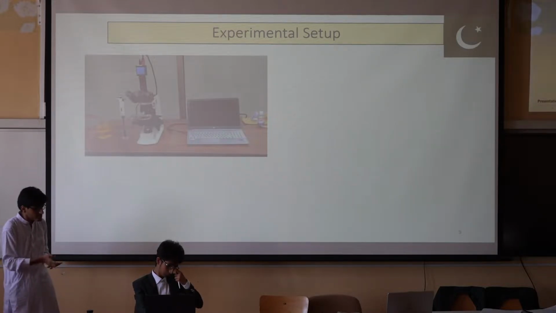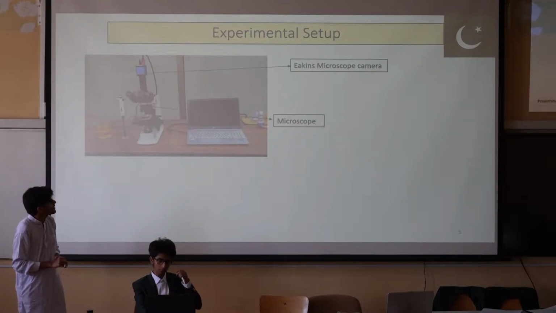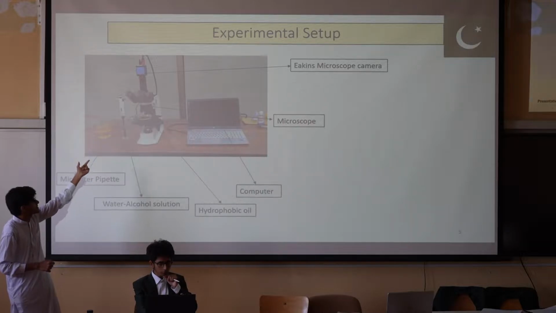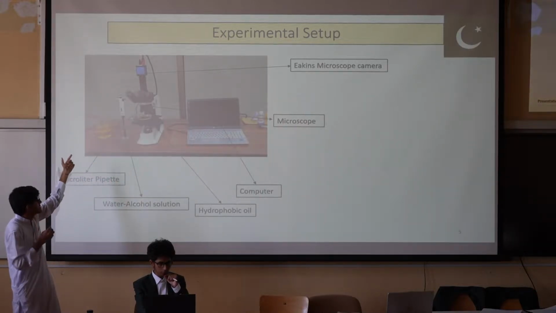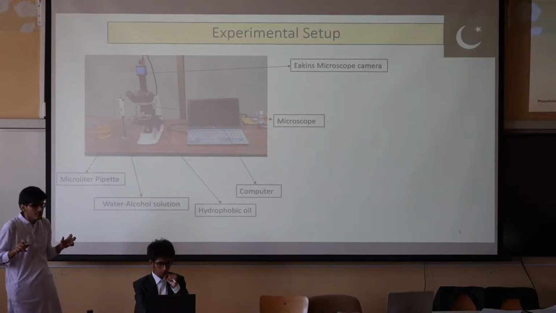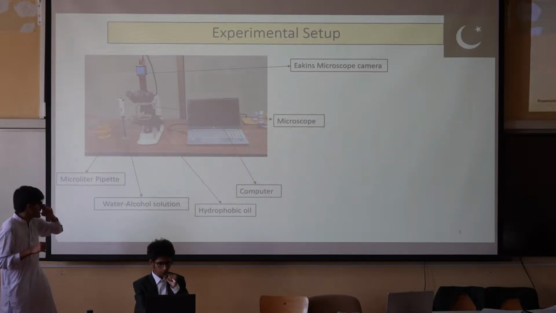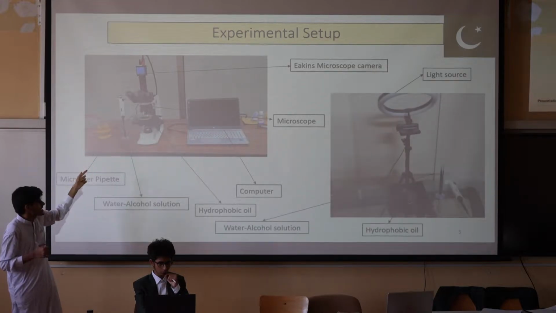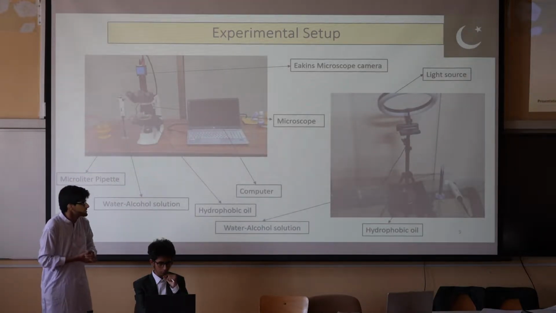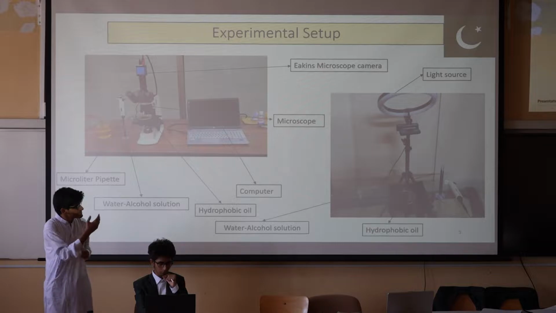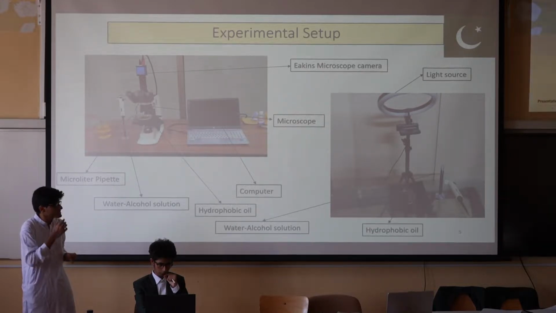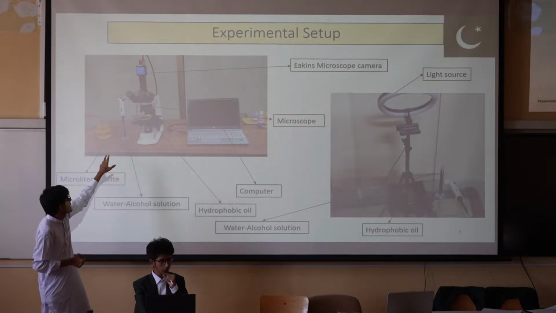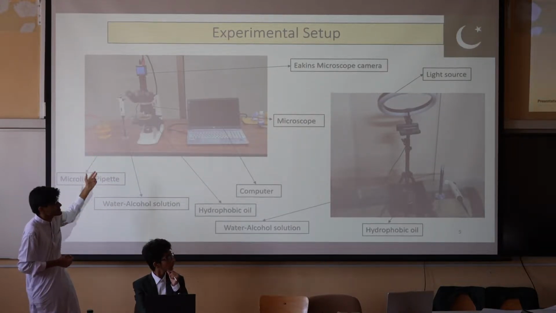So first of all, we obviously use a microscope camera, which is connected to our laptop, a micropipette, some sunflower oil as a hydrophobic liquid, as well as the water alcohol solution, which was IPA. And then we used this other setup, which was mainly for the preliminary observations and to collect the final sample size of the number of droplets, because this microscope couldn't take a picture of the entire dish.